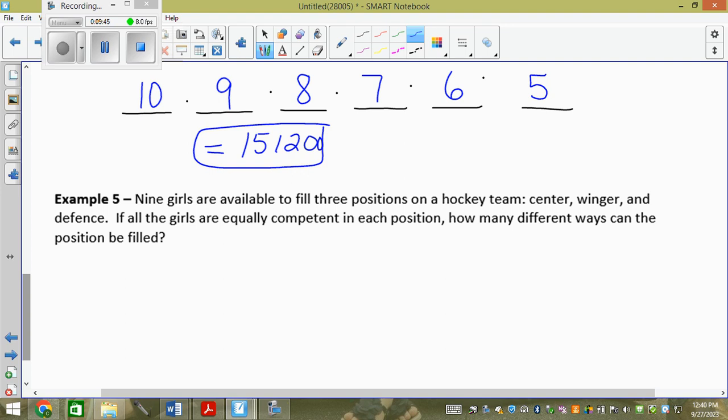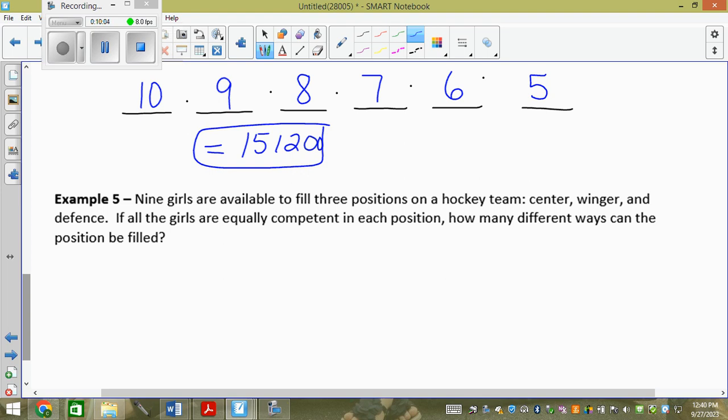Paying attention up here. Make sure no phones are out. 9 girls are available to fill 3 positions on a hockey team: center, winger, and defense. If you're picked first, you're center. If you're picked second, you're winger. If you're picked third, you're defense. Okay? Does order matter? Yes, you have specific jobs.